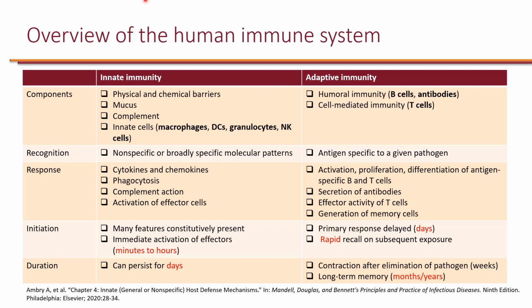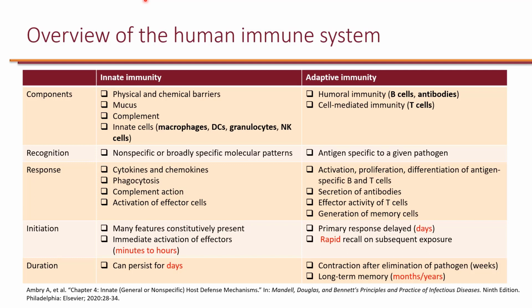Other components of innate immunity include mucus, the complement system, and innate cells such as macrophages, dendritic cells, granulocytes, natural killer cells. In general, the innate immunity is non-specific or broadly specific to molecular patterns. And the actual immune response is through cytokines and chemokines, which lead to inflammation, phagocytosis processes, the complement activation, as well as activation of effector cells.